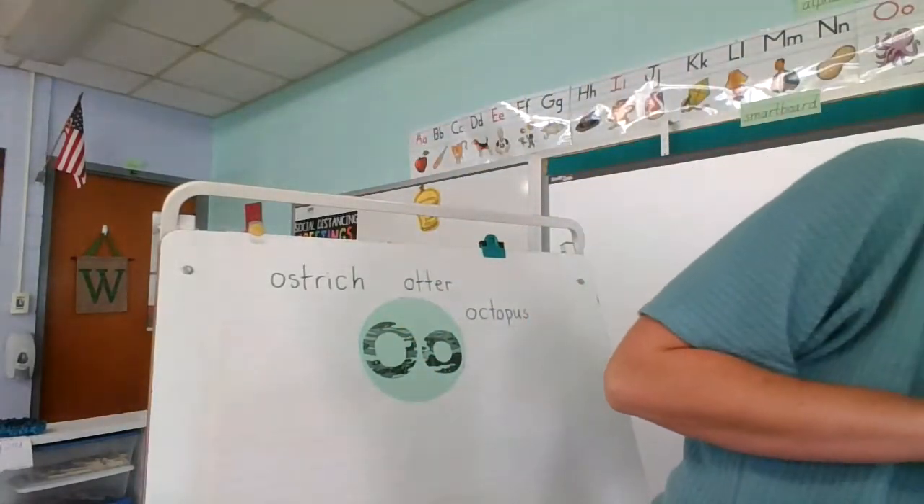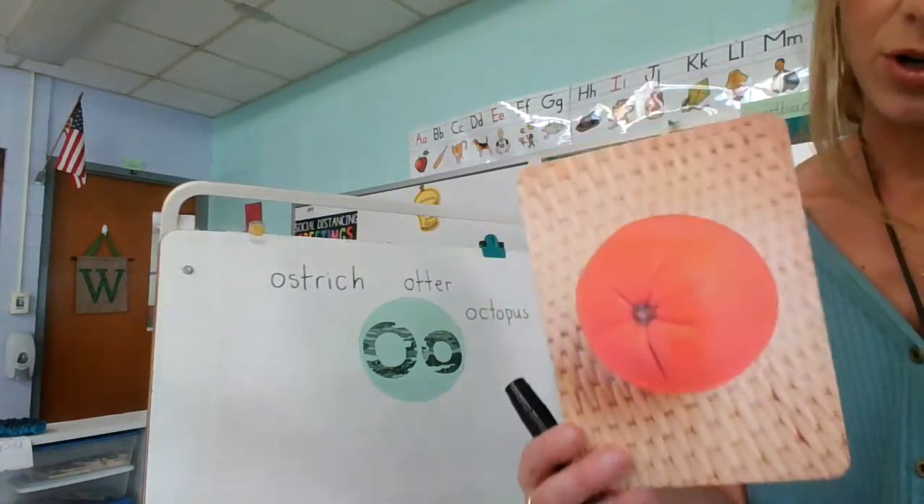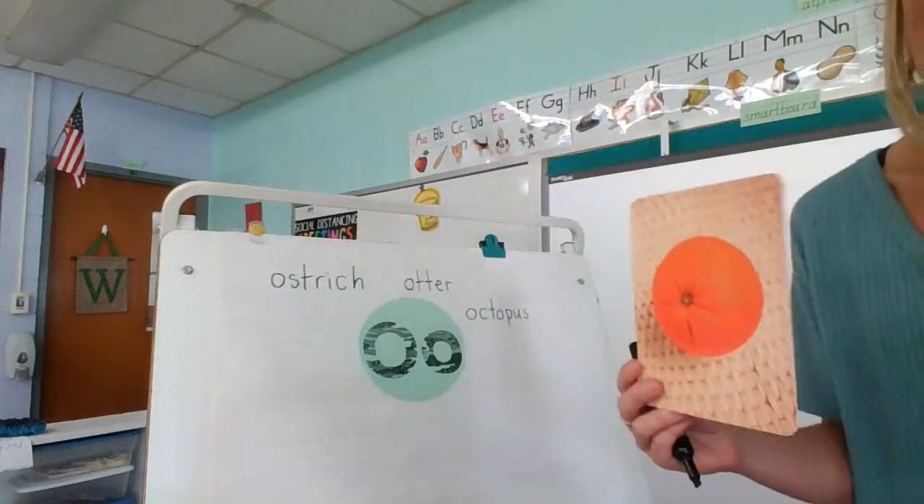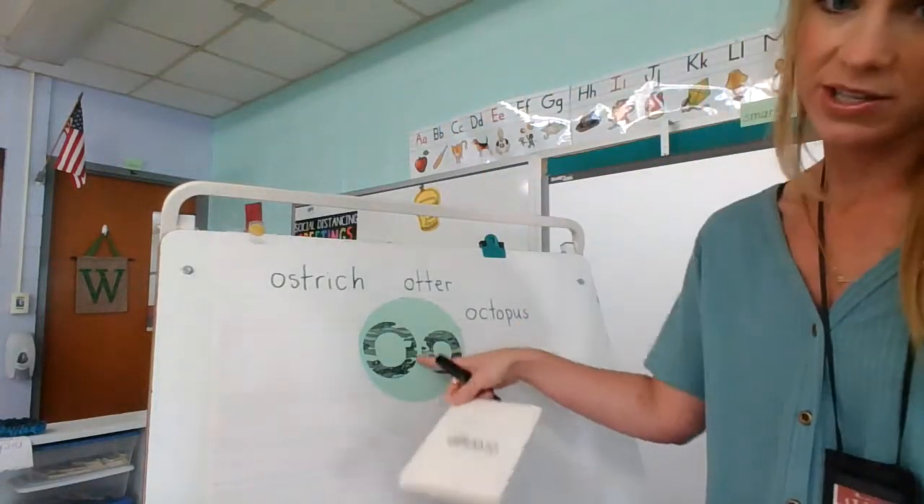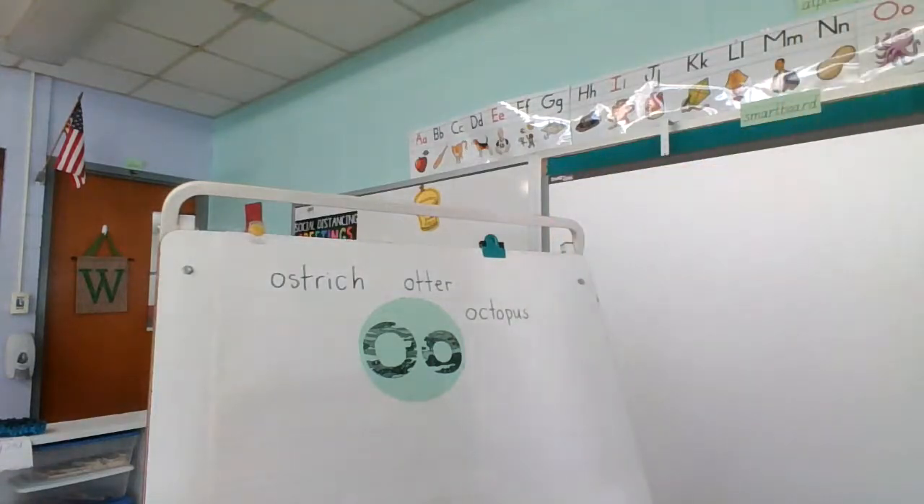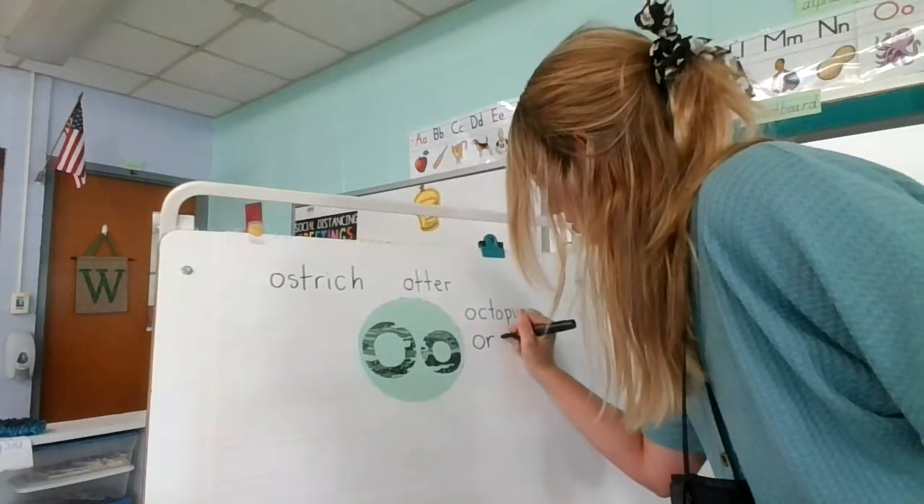All right, next one. No more animals now. It's a food. It's actually a color too. Oh, orange, okay? So that time we didn't hear the ah sound, we heard the O sound because it can say its name. We heard the O, orange. All right, let's write that one up. Orange.